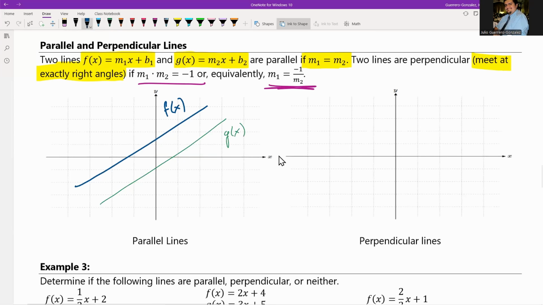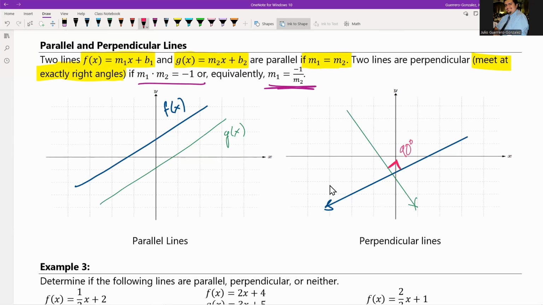So I'm going to draw one line. So perpendicular would mean this. One line goes that way, and the other line, I'm going to try to do this as best as possible. Whoosh. Close enough. That angle right there is 90 degrees. So it's exactly a right angle. Okay? That's what happens with parallel and perpendicular lines.